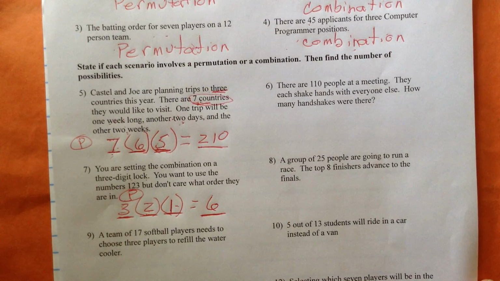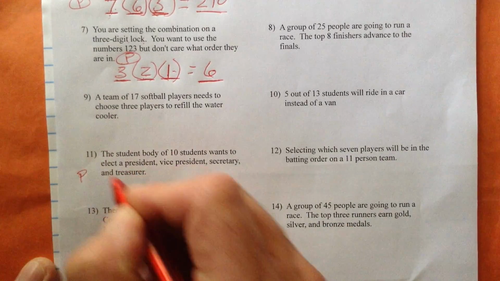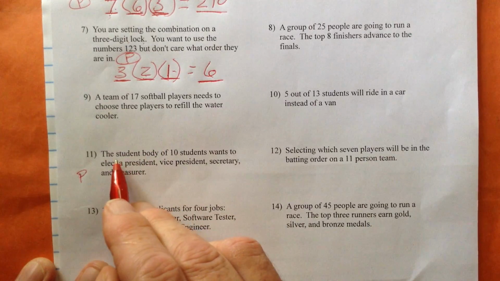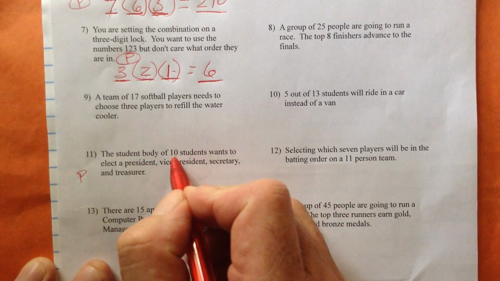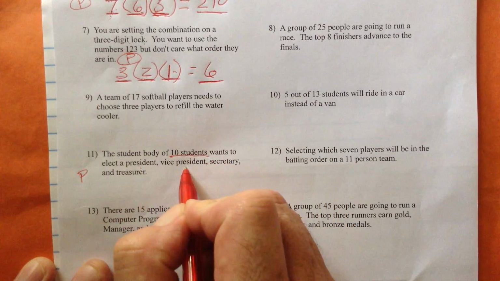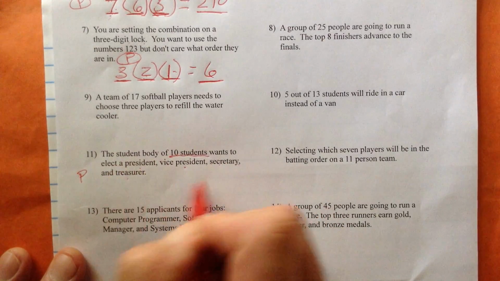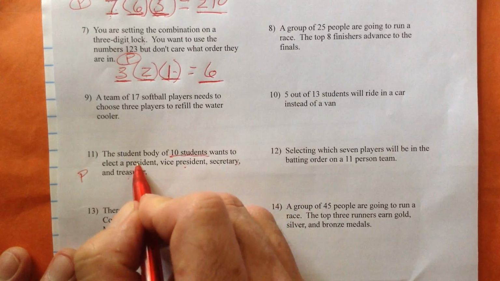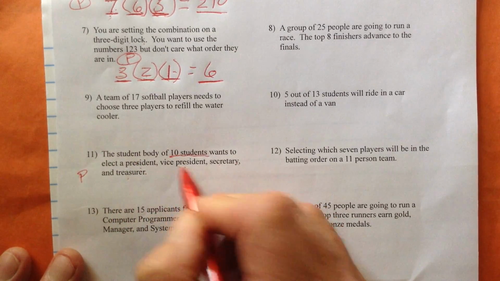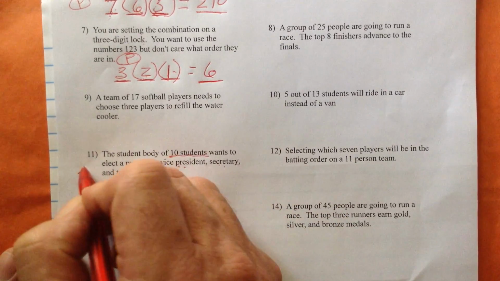Okay, let me find another one here. Let's look at number 11 as another permutation. Here it says I have a student body of 10 students who want to run for president, vice president, secretary, and treasurer. Out of those 10 students, the order is going to matter: which student is going to be president, which one is vice president, secretary, and treasurer. So therefore, this is going to be a permutation.